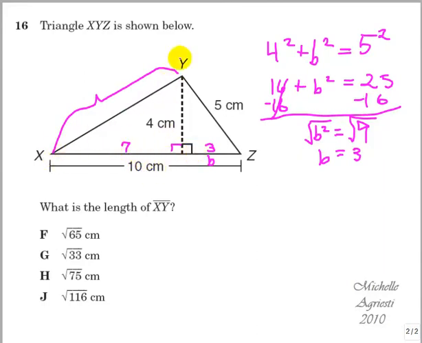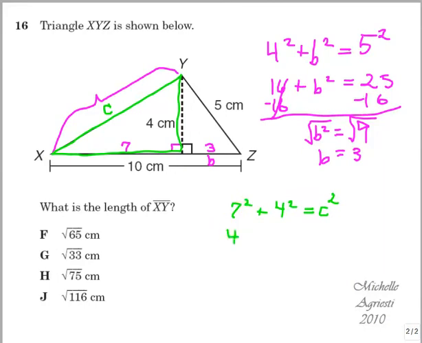So now, let me switch colors. Now I have a right triangle, and I know the two legs, and I need the hypotenuse. So for this green one, 7 squared plus 4 squared equals, and I'll call this C, C squared.